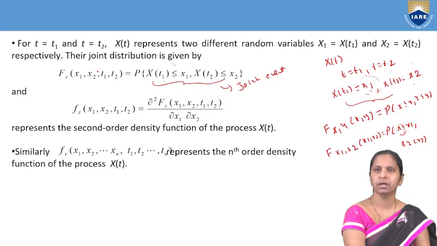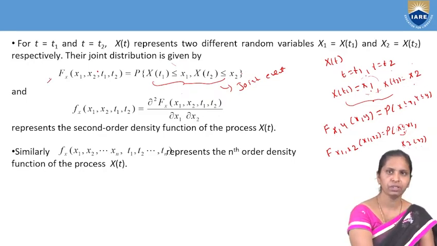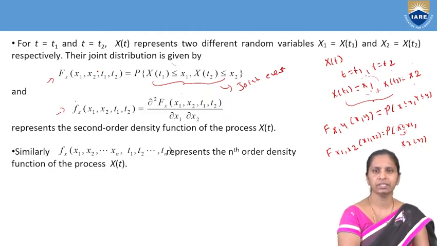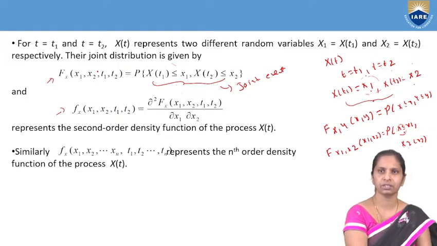P of x of t1 less than or equal to x1, x of t2 less than or equal to x2, x of t3 less than or equal to x3. Like that, I can define the nth order joint distribution functions. And if I know the joint distribution function, then how can you calculate the joint density function? By taking the differentiation of the distribution function, we'll get the density function.